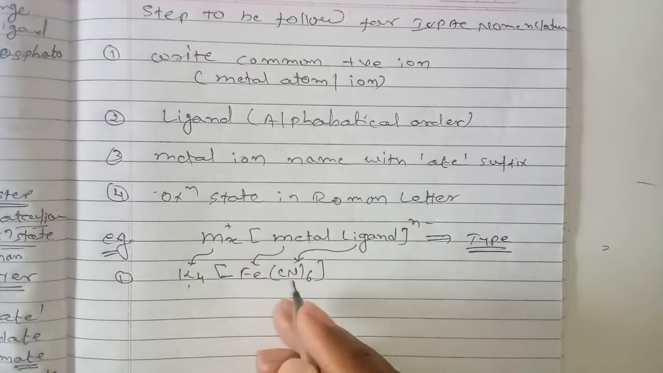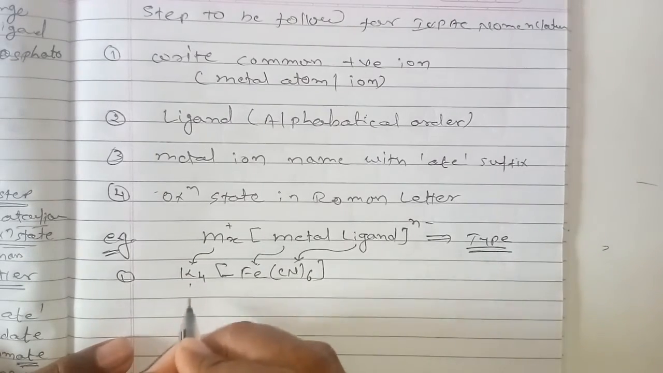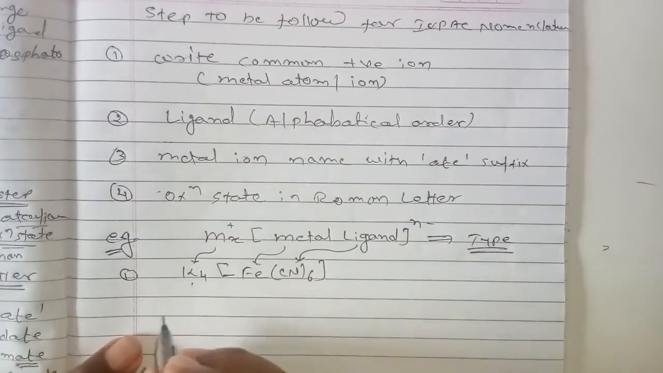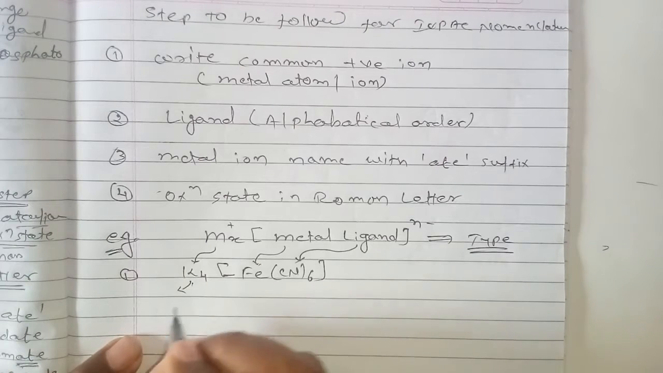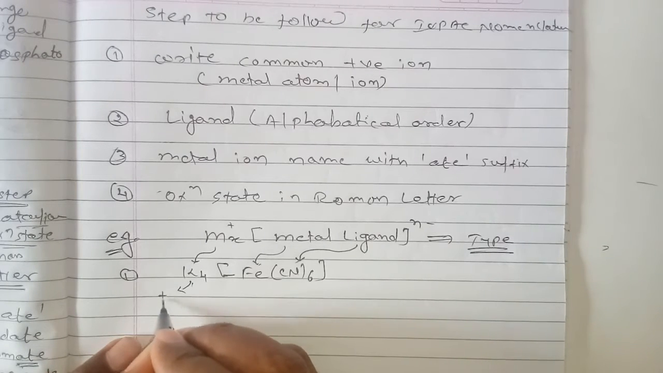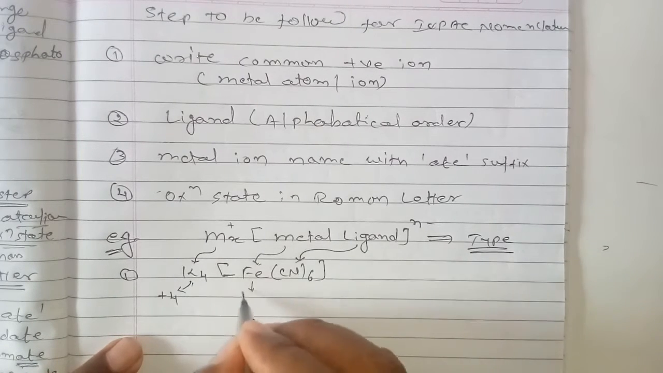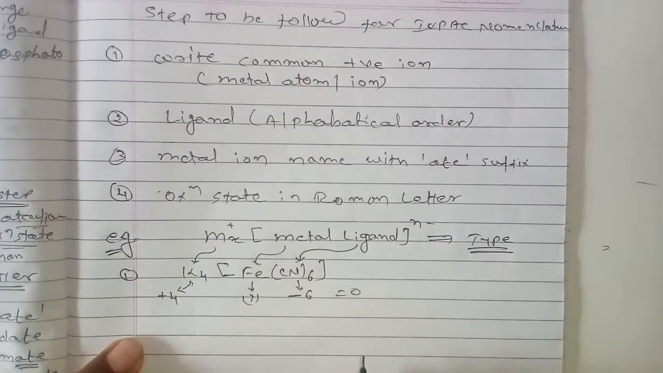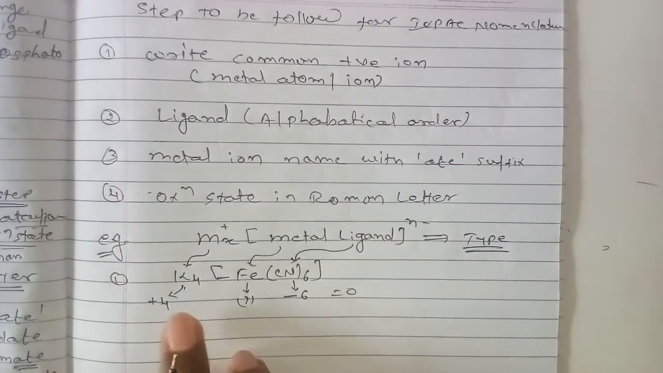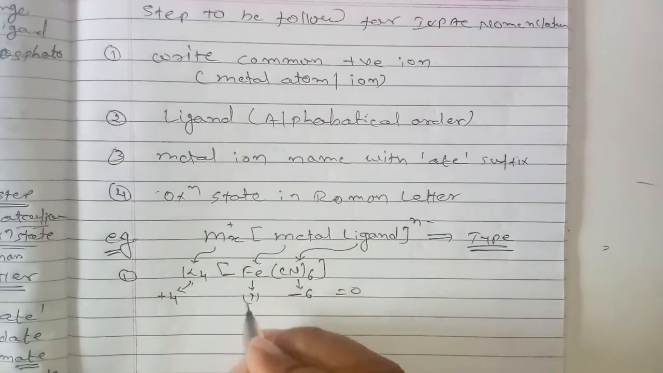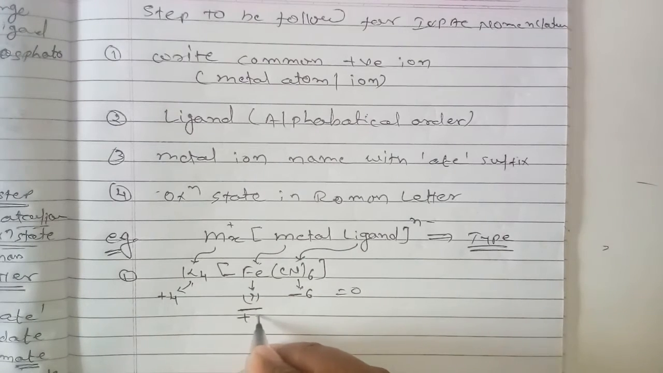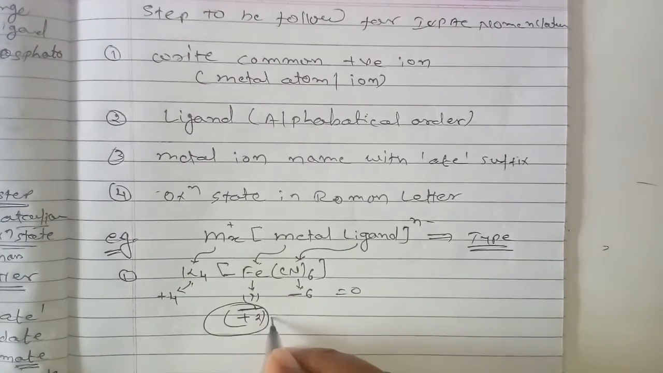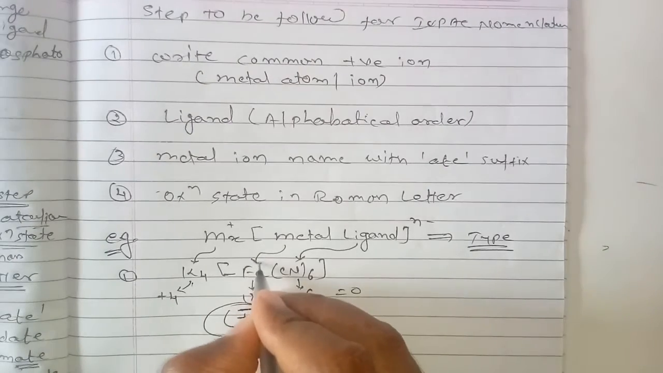Now we have to find the oxidation number. Here, 4 plus 4. Fe is the metal, and for cyanide it is 6 minus, and their total is 0. So 4 minus 6, so it stands for plus 2 oxidation state for this central metal atom.